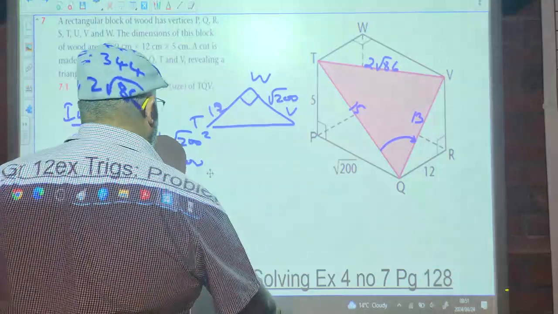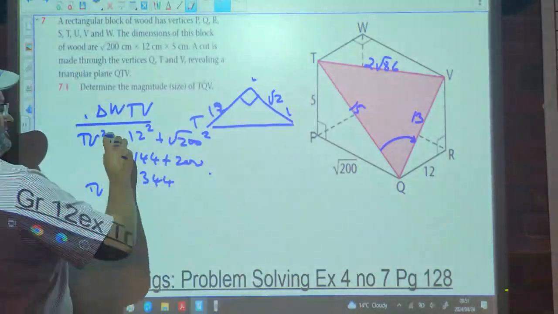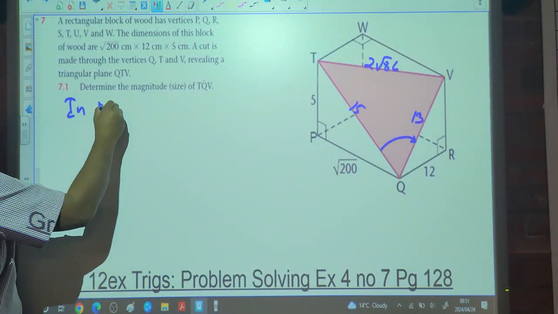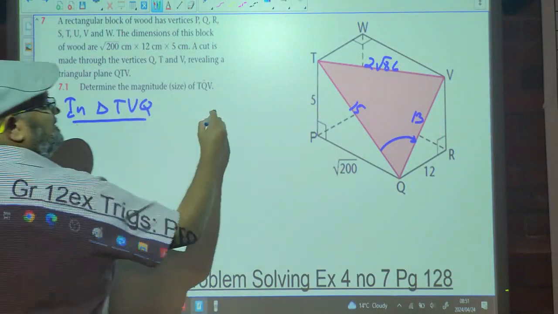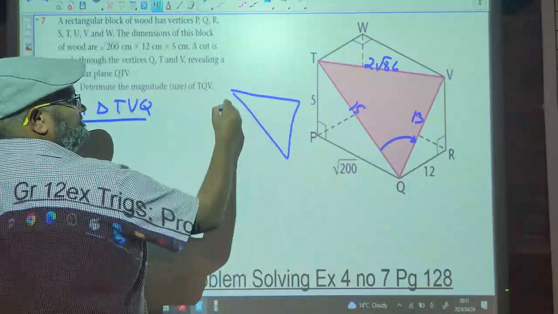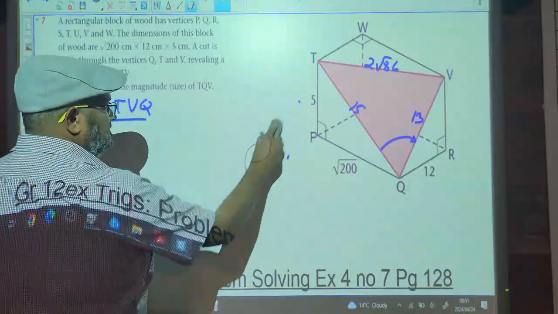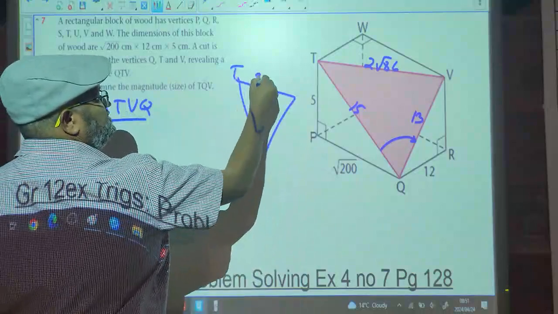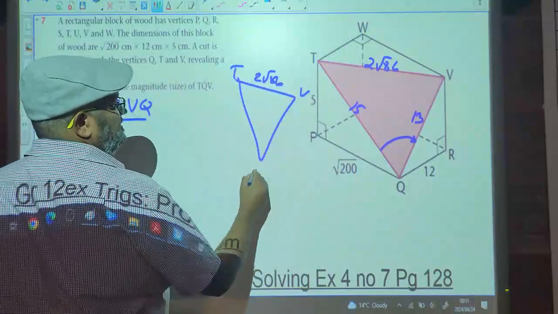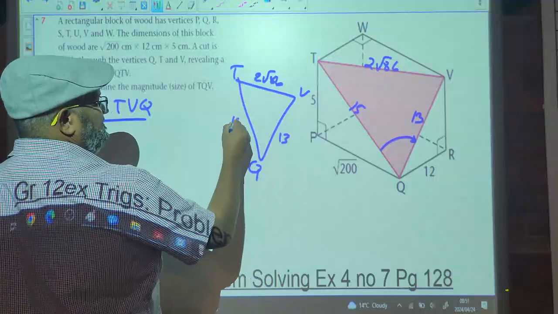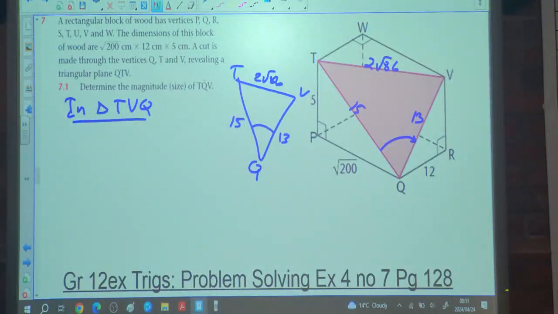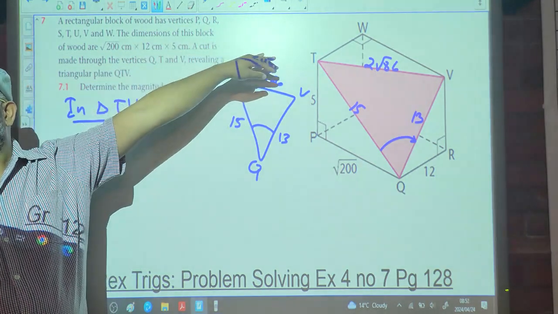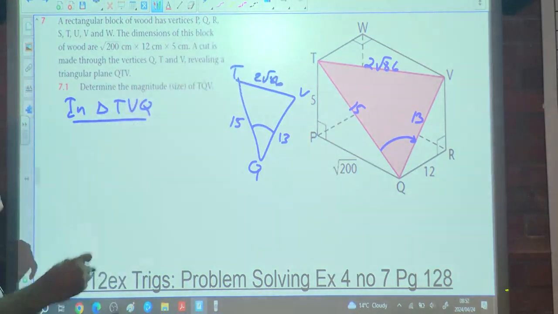Okay? We're applying the cos rule in that triangle. So we're working with angle TVQ. So we have a triangle looking like this now. That is T, so it's 2 root 86, V, Q, that is 13 and 15. If I want to calculate that angle, I must make cos the subject of the formula. Can you see that? So let's write out the cos rule first.